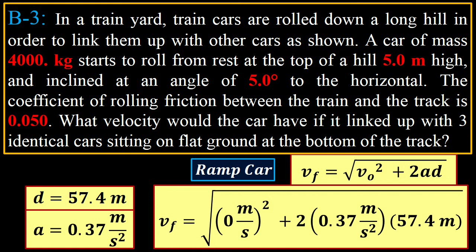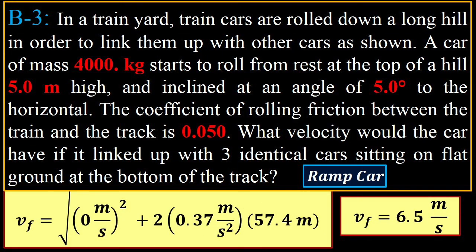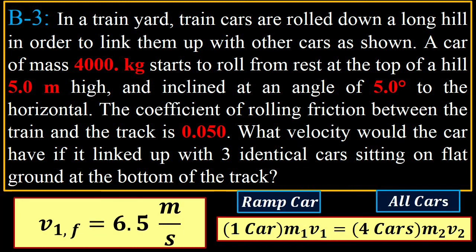So it's going to be root 2 times 0.37 times 57.4. Now we have to actually calculate that value. We have DNA already, and there it is in there. That's all plugged in. And we know that the final velocity of the single train coming down the ramp is going to be 6.5. So this now is the equation. The single car is on the left, that's the ramp car, and then all the cars, and you just plug in. 6.5 is going to be V1F.